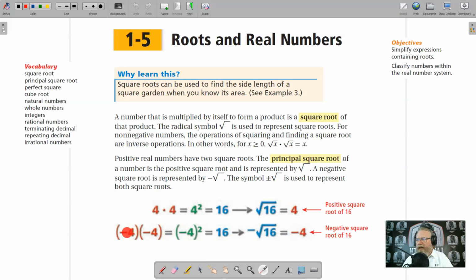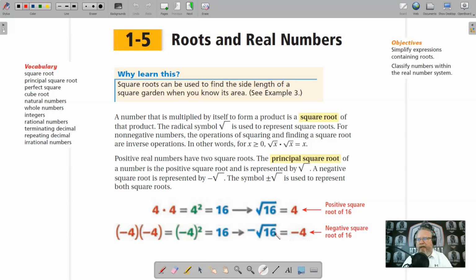Now let's consider the negative square roots of a number. So here we see that negative 4 times negative 4 is equal to negative 4 squared. Well, since a negative times a negative equals a positive, and 4 times 4 equals 16, therefore negative 4 squared equals 16. So we could say that the opposite of root 16 is negative 4.